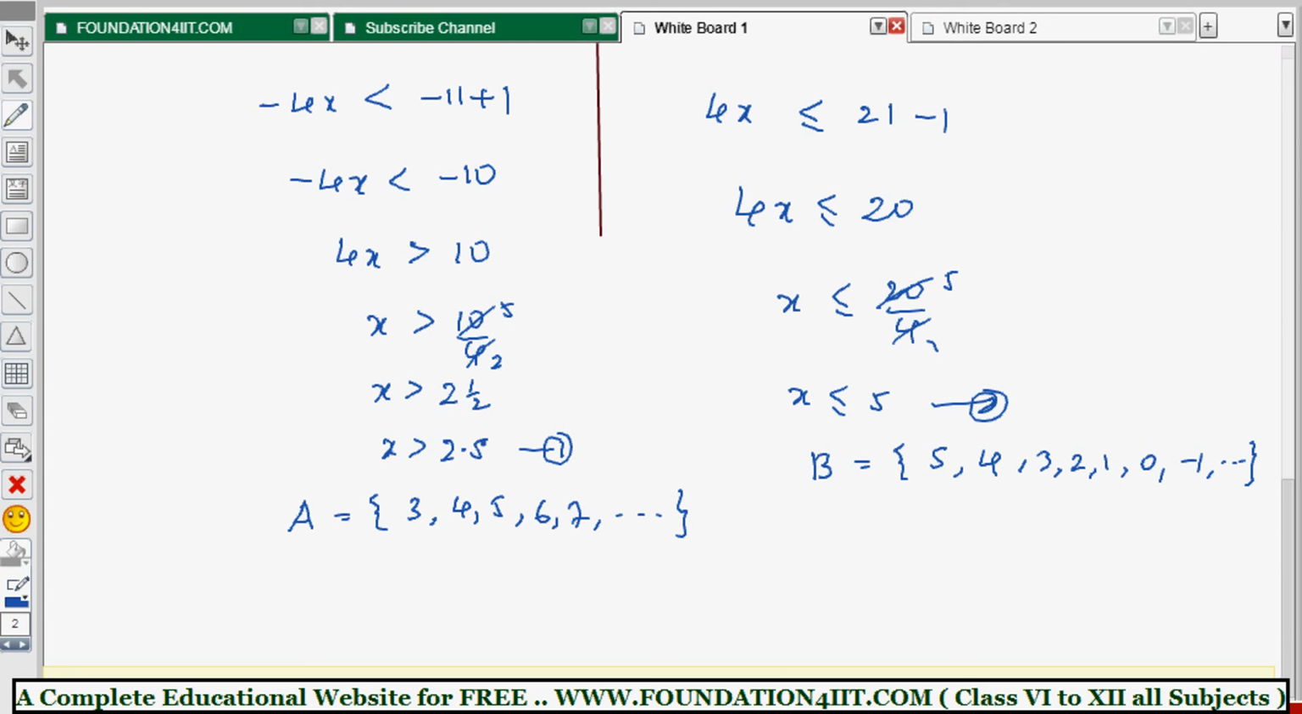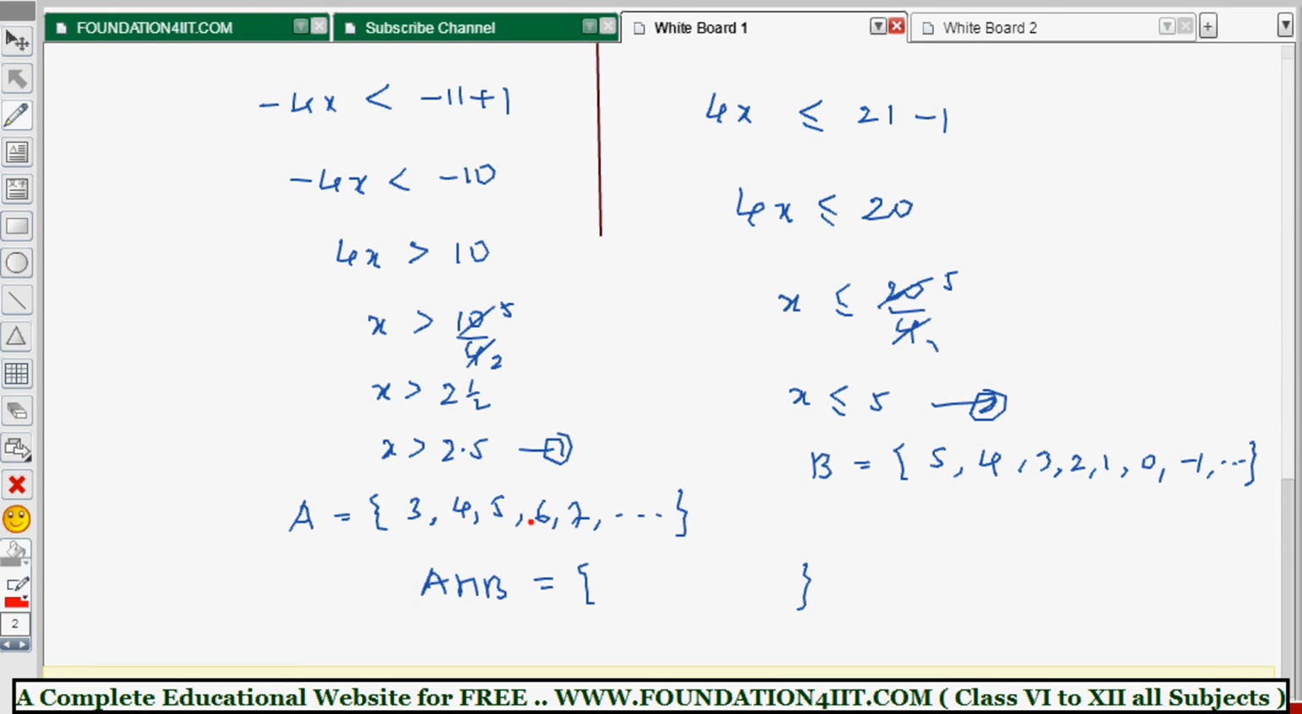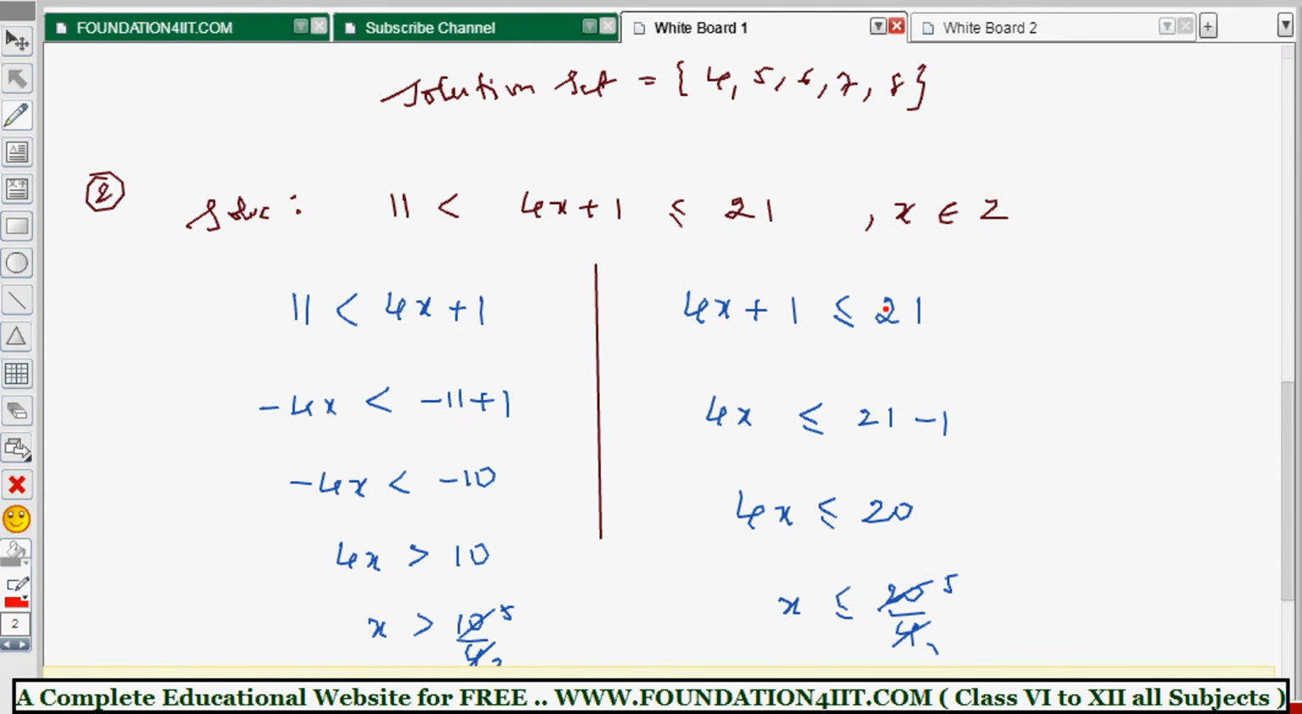Now the solution set for both given inequations is A intersection B. Only the solutions satisfying both inequations we need to write, which means the common solutions in both. So when you observe, 3 is here and here, 3, 4, 5 is the only common part. 2, 1 are below, and 6, 7 are bigger numbers. So among A and B, the common solution is the solution set for this given inequation. So only 3, 4, 5 for this, right?